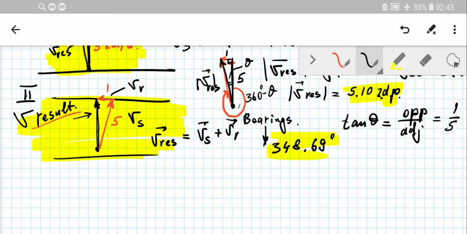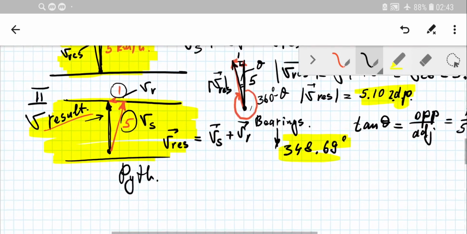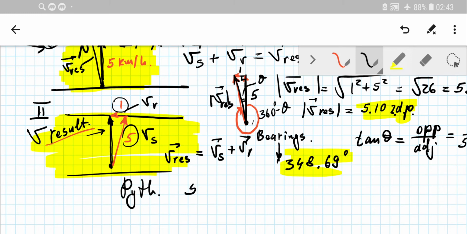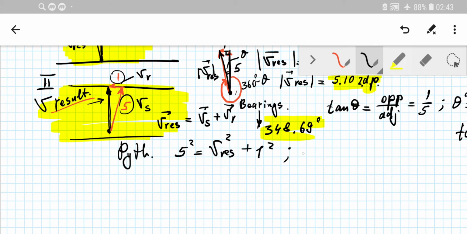It's one leg, while we have the hypotenuse here and another leg, 1, here. So we can set up Pythagoras again, in order to calculate one leg. So we can set up 5 squared, this is the hypotenuse, equals v resultant squared plus 1 squared, and from where we can figure out the length of the resultant vector. So it's going to be 26 minus 1, which is, 25 minus 1, which is 24. And we need to take the square root.